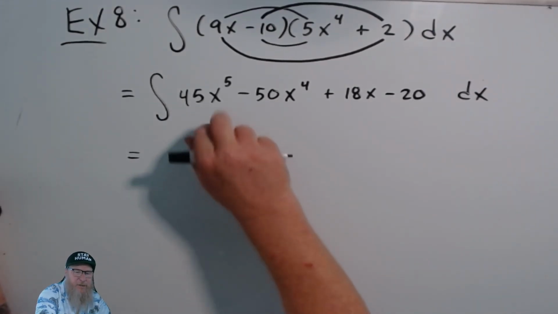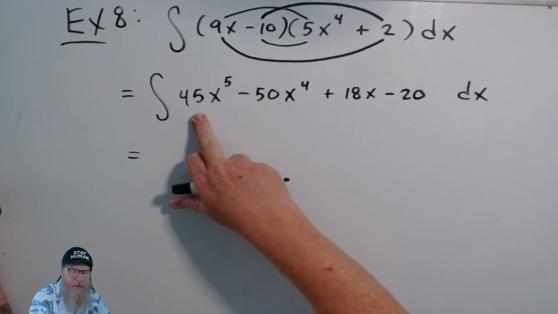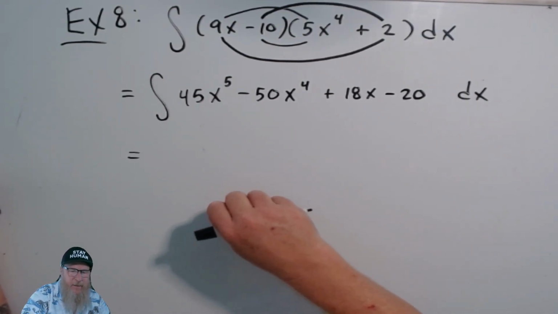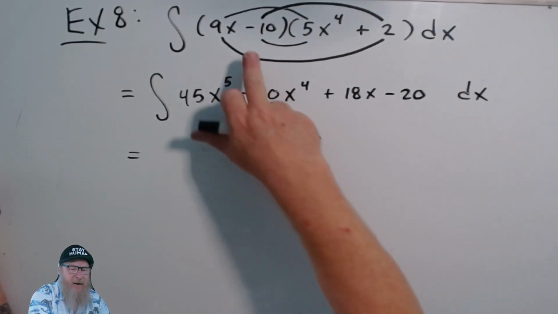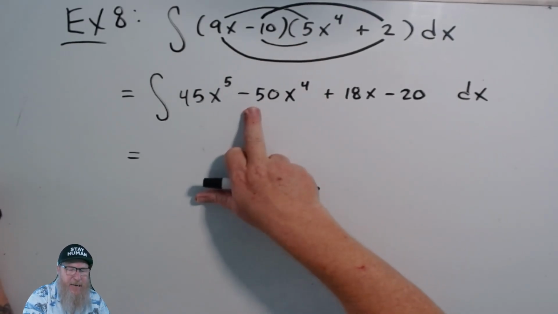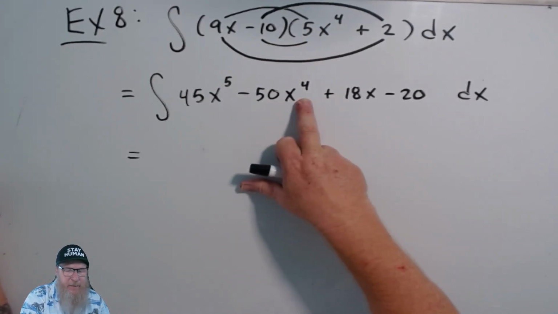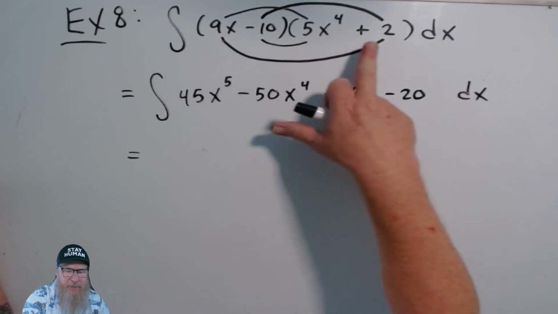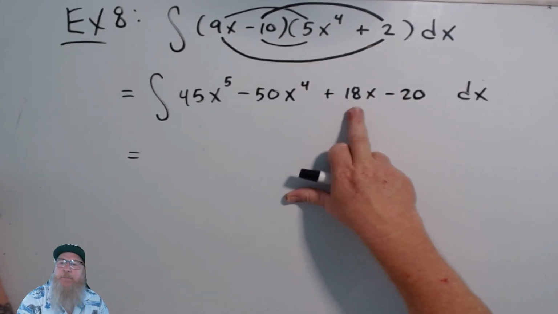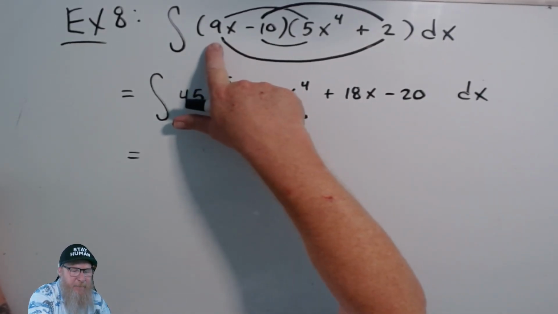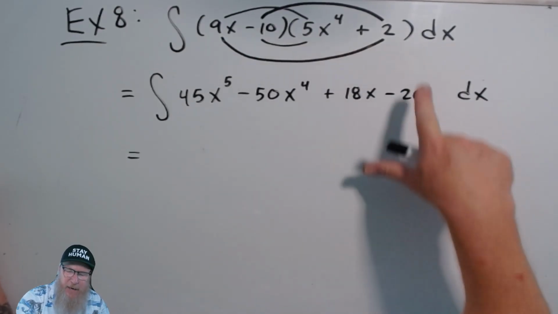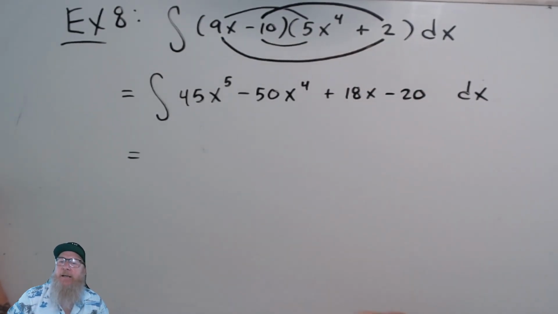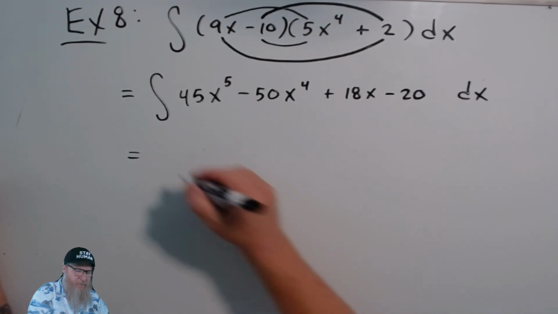Let's double check all our signs. 9 times 5 is 45. Check. Good. If you make a mistake, it's usually a sign error. Negative times a positive, negative 50. Good. I'm just double checking my signs. Positive times positive is positive 18. And negative times positive, that's the one I was really double checking, is that one's negative 20. Good. All right, I'm ready.